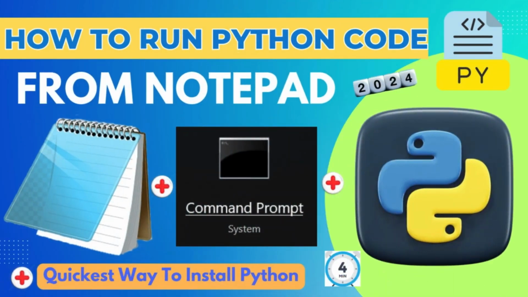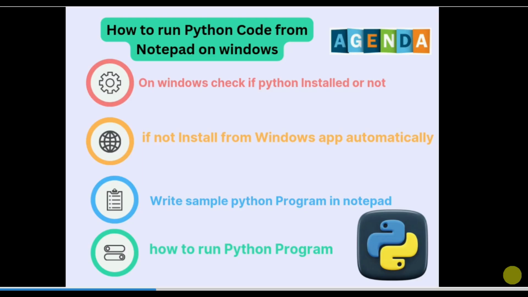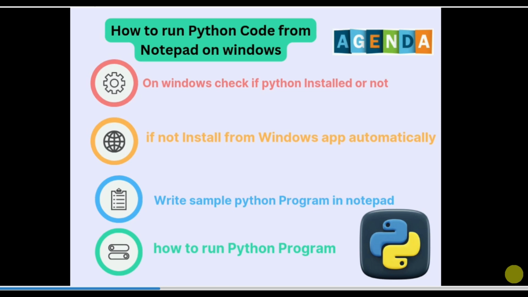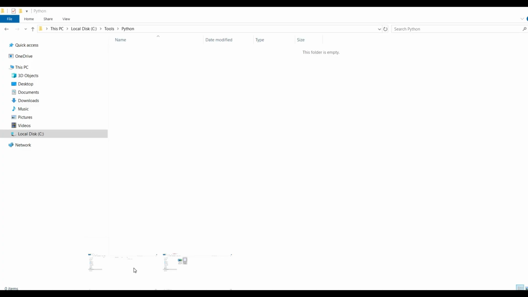So let's get started. In the agenda today, first we will check if the Python interpreter is installed on your Windows system or not. If it is not installed, then there are simple steps to install Python, which I will show you. Then we will write some basic sample program in Notepad and run it via command line on Windows.